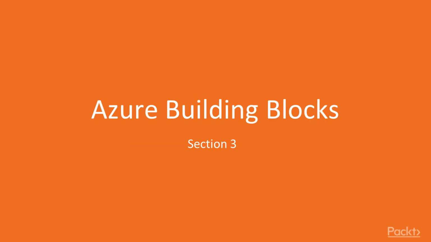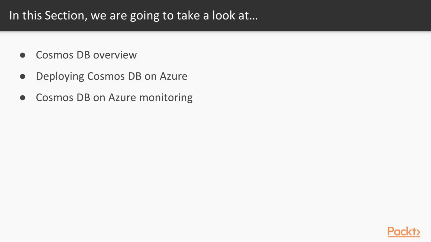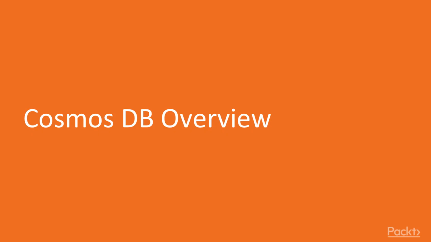Now, the first wave of Azure services that we're going to use is our migration from MongoDB to Azure Cosmos DB. So this section will cover Cosmos database, how to deploy it on Azure, and how you can integrate Cosmos DB with Azure monitoring. Starting with the Cosmos DB high-level overview.